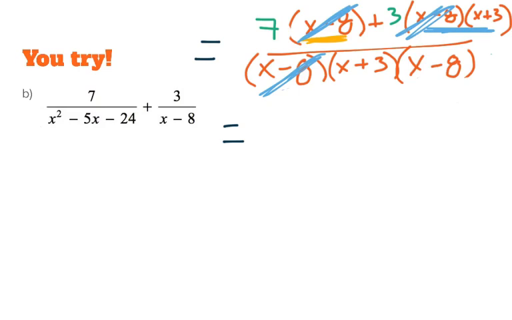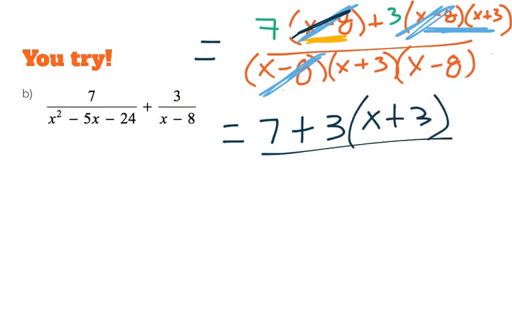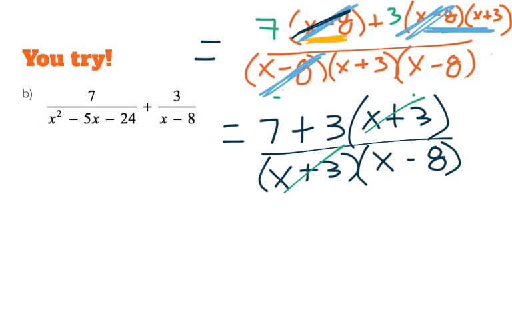So what would be left? Well, this term, since I canceled that, would just have a 7. And the other one would be 3 times x plus 3. And in the denominator, I would have x plus 3 parentheses x minus 8. I'm not going to FOIL that because, again, I purposely want it in factored form. Notice I cannot cancel this and this because it's not written in this term right here. So it's not in all three, so that would be incorrect to cancel the x plus 3's.